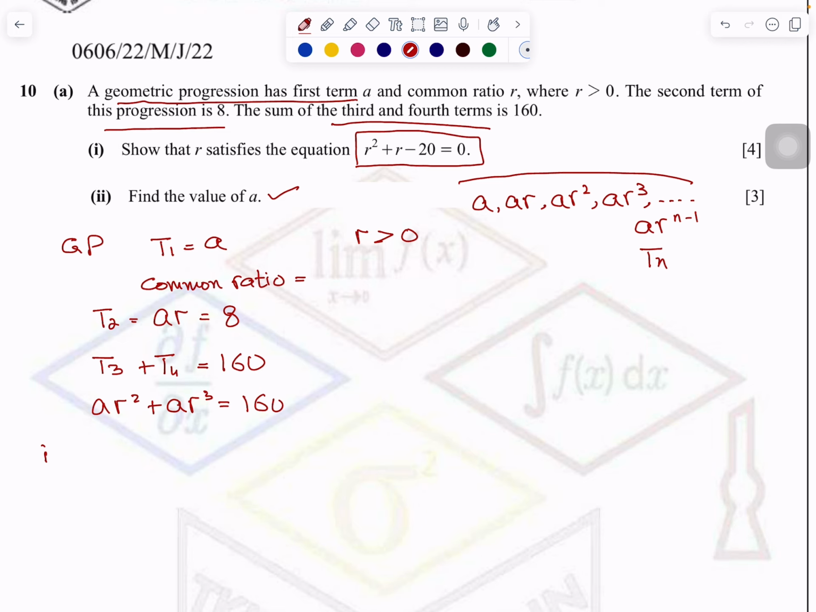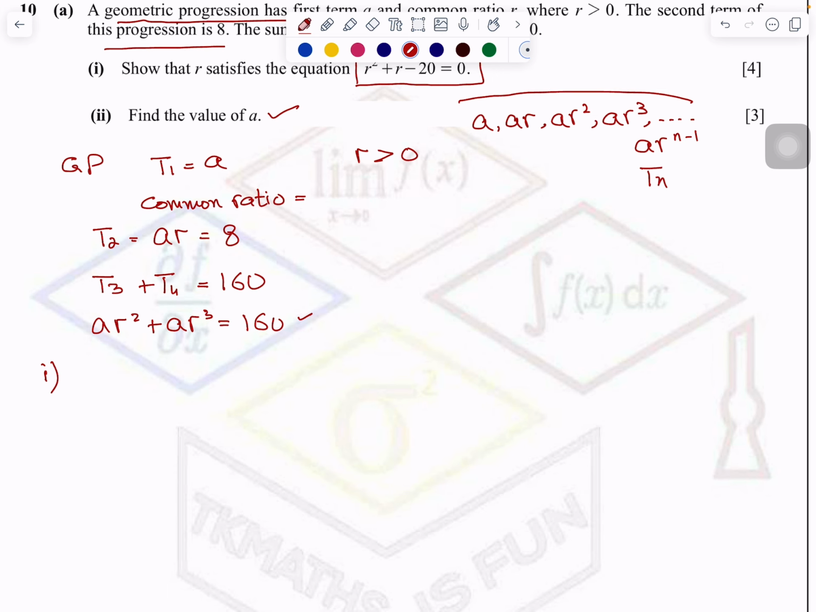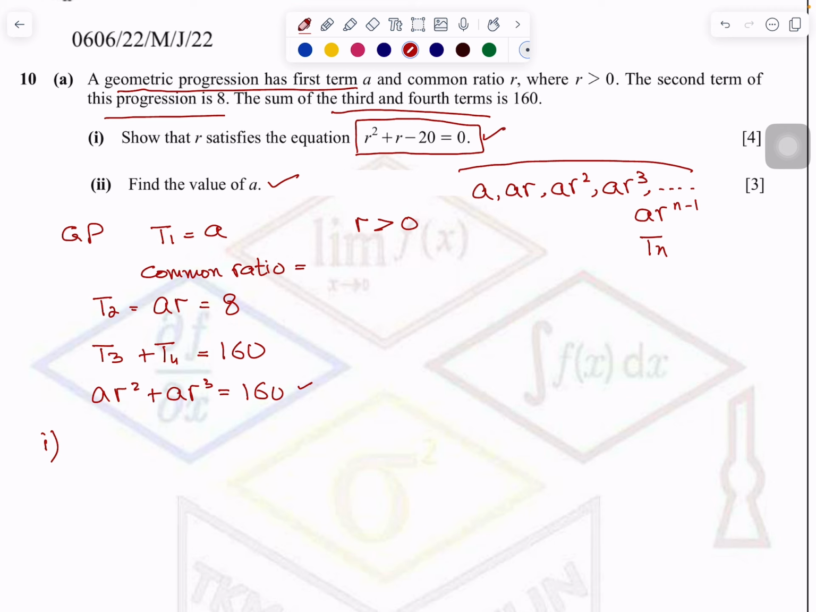Let's do the first part of the question first: how to reach this equation. Now you will notice that what you have to reach has no A. So how will we eliminate it? You will think that GP is about the common ratio. The second term divided by the first term will give you R, right? The second term here is AR, the first term is A, and AR is equal to 8.